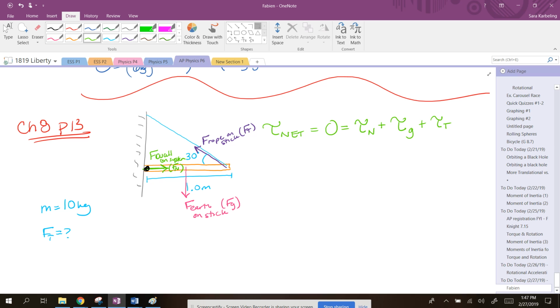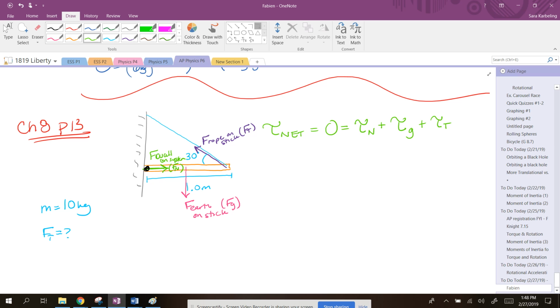Where's our axis of rotation going to be? Don't make your life too hard. Do we know everything we need to know about this one? We know where it's applied. We know how big it's going to be because we know the mass and the acceleration of gravity. We know everything about this, so let's not get rid of it. Do we know everything we need to know about the force of tension? No.